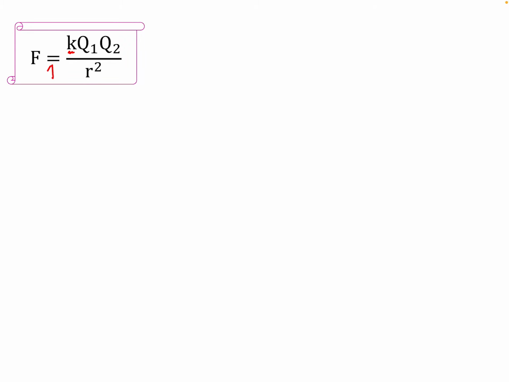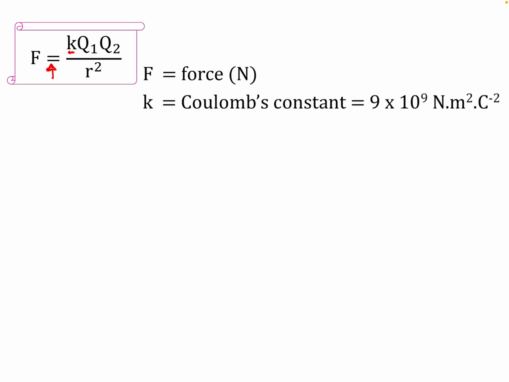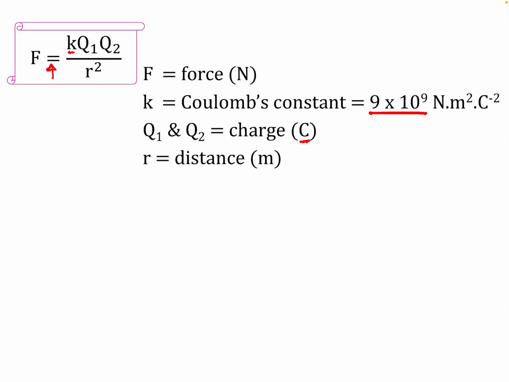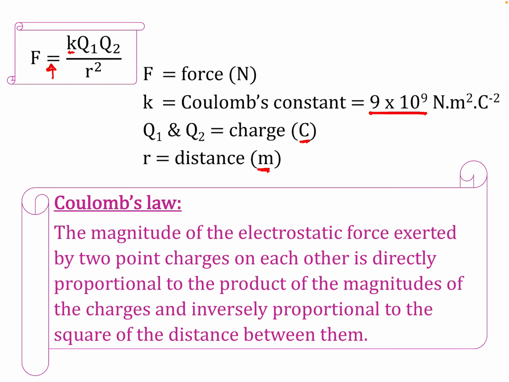By introducing this constant, I can now have an equal. That means I've got an equation. I can do calculations. F stands for force. K is Coulomb's constant, which is 9 times 10 to the 9. It's a big constant. Q1 and Q2 are charges, must be in coulombs. And R is the distance, must be in meters. We're not going to work with kilometers for this, because then the force is way too small. But we may work with millimeters or micrometers or nanometers. Same with coulombs, milli, micro, nano, coulombs, etc.